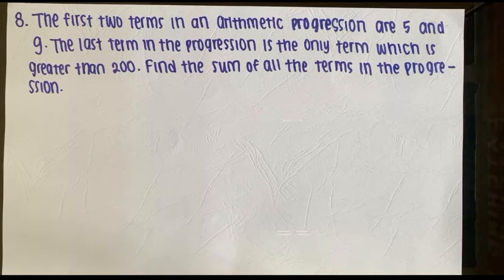The first two terms in an arithmetic progression are 5 and 9. The last term in the progression is the only term which is greater than 200. Find the sum of all the terms in the progression.